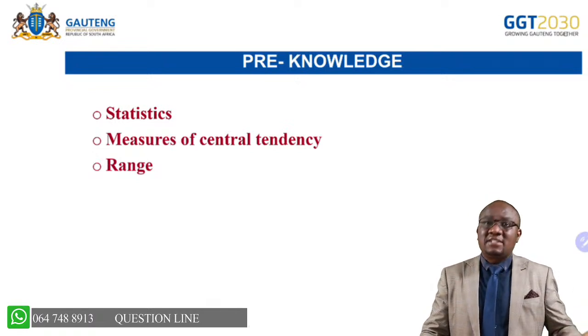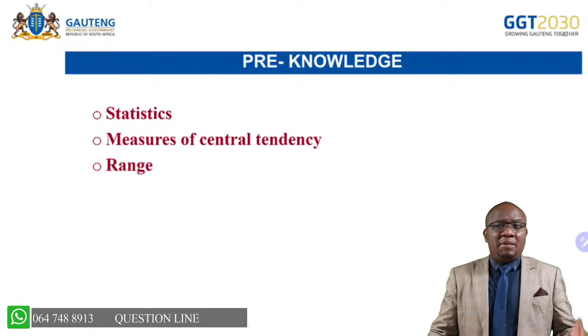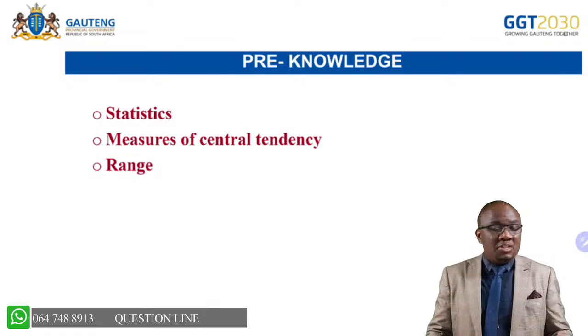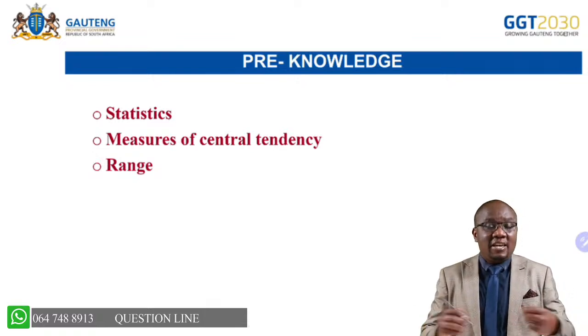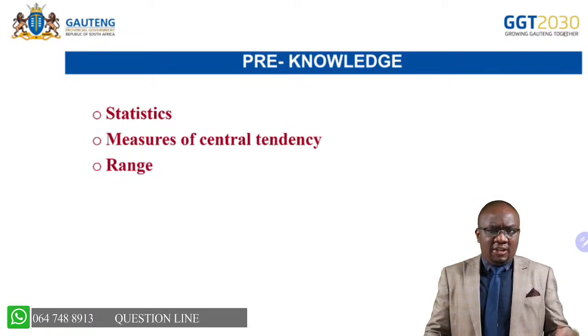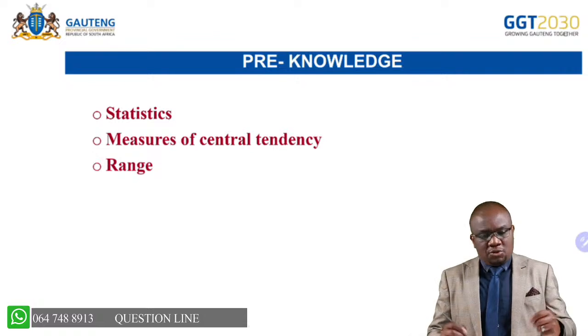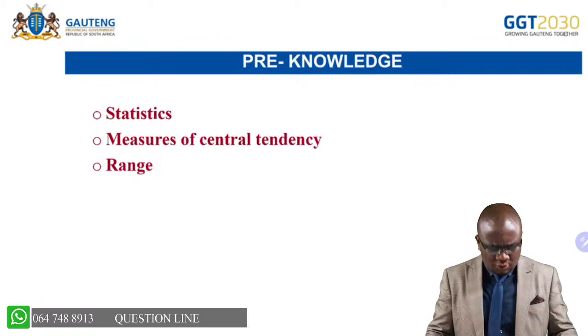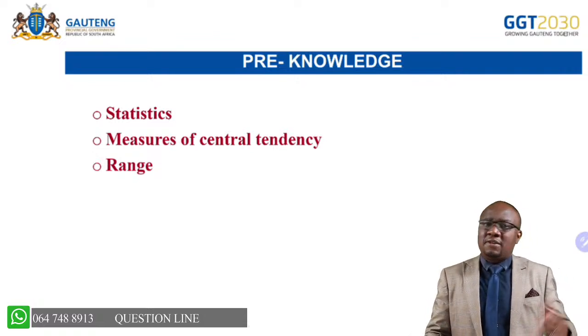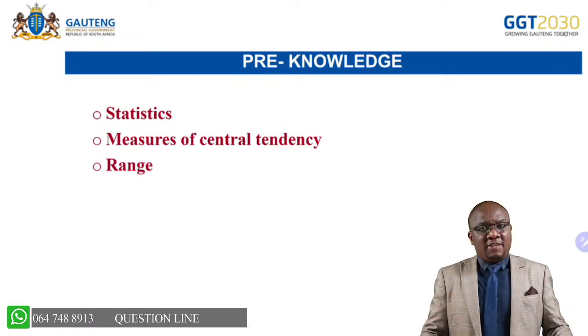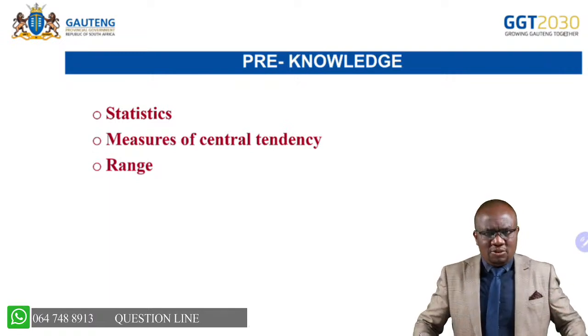Then measures of central tendency. Today we're going to concentrate on one of them, which is the median, because it is there in the box and whisker. We're not going to talk about the mean and the mode, but the median will also appear because we're going to talk about the box and whisker. And then the range; we did these topics in the previous lesson, so we're going to use that in today's lesson.